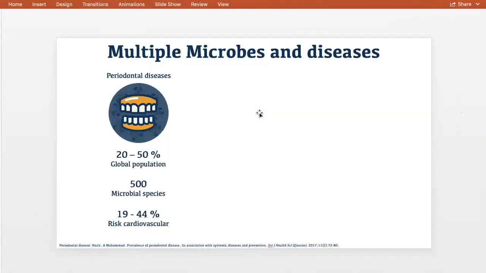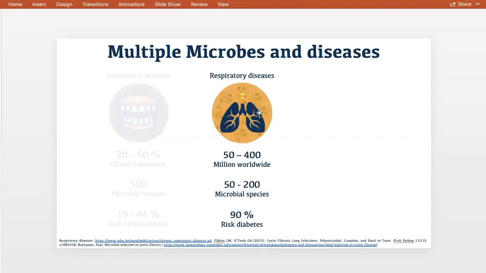Now, if you take, for example, periodontal diseases, up to 50% of the global population suffers from this. And the disease has been characterized with 500 different microbial species. Existence of multiple microbial species in periodontal disease patients increases the risk of cardiovascular diseases by 44%. Moving forward with respiratory diseases, up to 400 million patients worldwide suffer from respiratory diseases, wherein 200 different microbial species can exist. Now, again, multiple microbial infections can increase the risk for diabetes up to 90%.